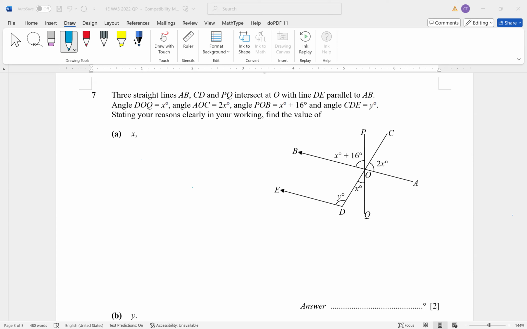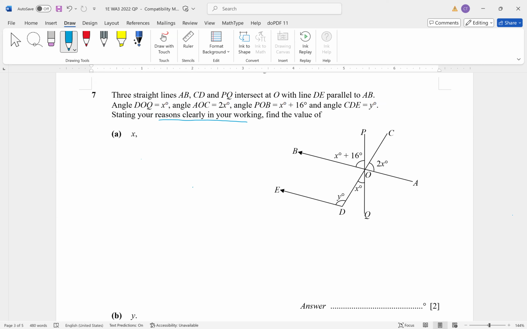So over here, we need to remember to state our reasons clearly. This means that you need to know your angle properties very well. So you need to do more practice, and when you're doing your practice, make sure you write down the angle properties. So for part A, we are asked to find X.